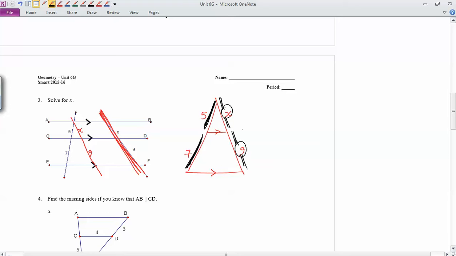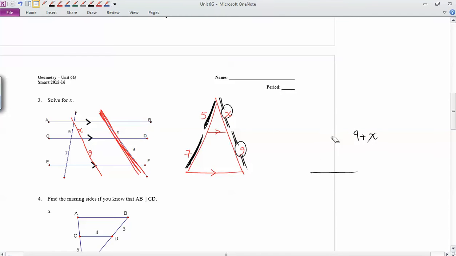So you can do it like that. You could say 5 over x equals 7 over 9. You could split the triangle into 2 parts and say 5 and x here. Here's the big triangle. This is 12 and 9 plus x. I think that one's a little more annoying. But you could set it up 5 over 12 equals x over 9 plus x.